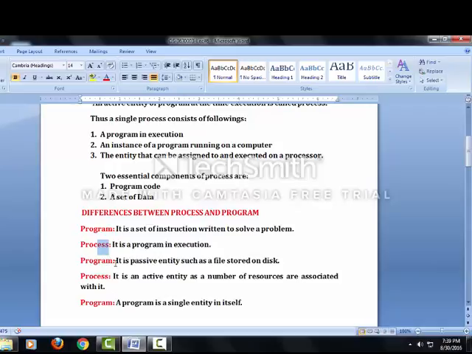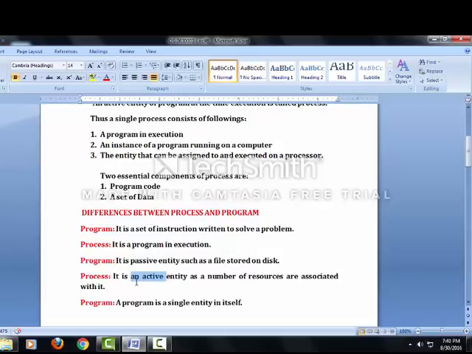Second difference: a program is a passive entity, such as a file stored on a disk. We create so many files and store them on the disk, and that becomes the program. It is stored on the hard disk and it is not active at that time. That is why I am saying it is a passive entity, not currently activated, because it is stored on a hard disk.